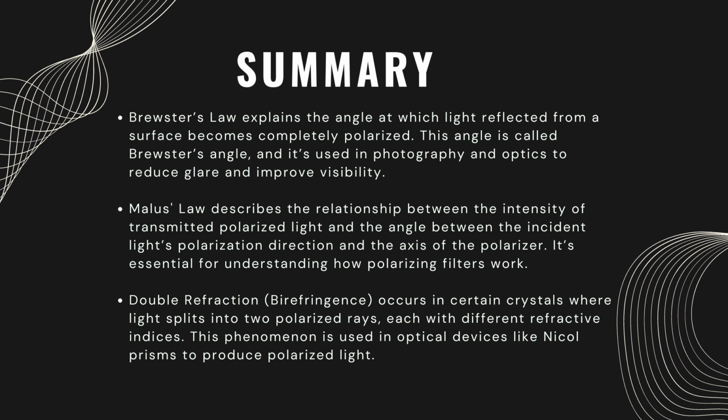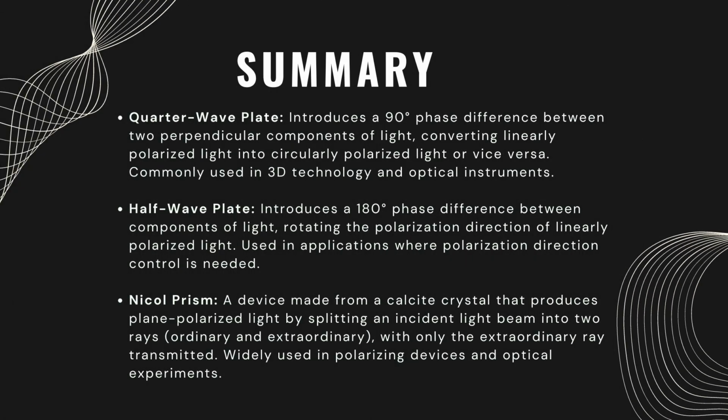Double refraction, or birefringence, occurs in certain crystals where light splits into two polarized rays, each with different refractive indices. This phenomenon is used in optical devices like nickel prisms to produce polarized light. A quarter wave plate introduces a 90 degrees phase difference between two perpendicular components of light, converting linearly polarized light into circularly polarized light or vice versa. Commonly used in 3D technology and optical instruments.